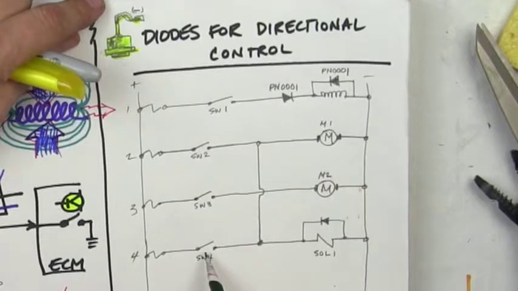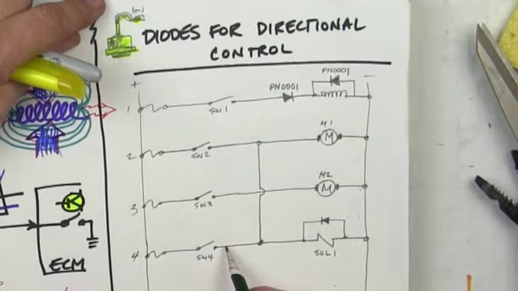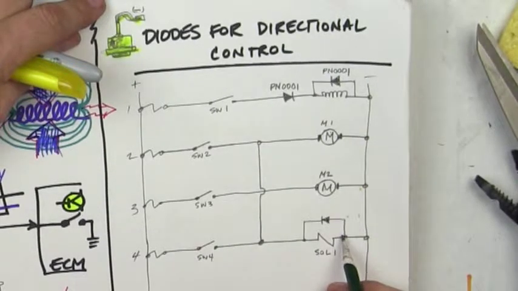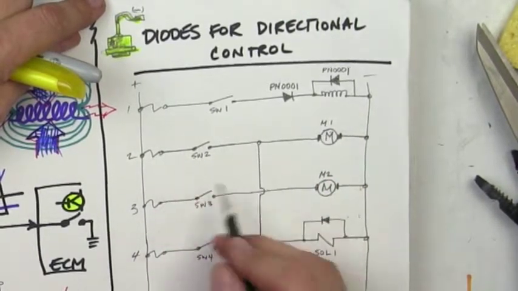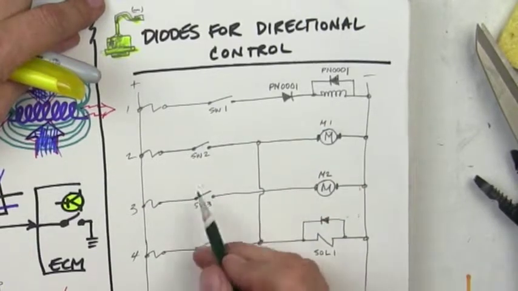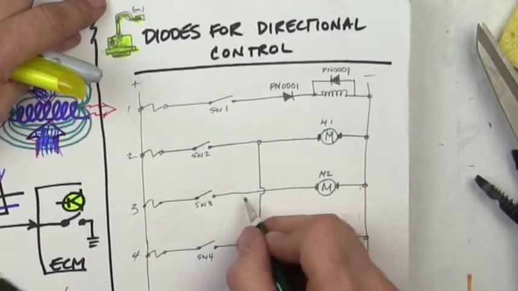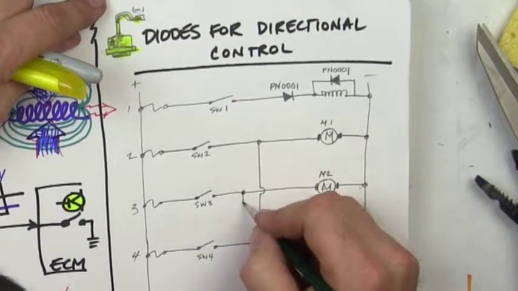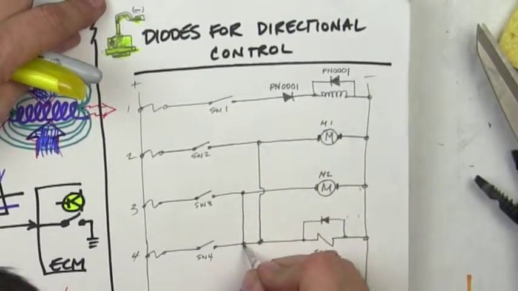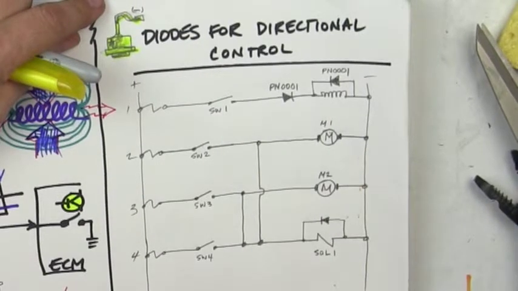Okay, so now what's happening is this switch will turn on this solenoid, but it will also turn on this motor. So actually it's going this way, right? So this switch will turn on the solenoid. Okay, but we also need the same thing here so that when this switch turns on, okay.